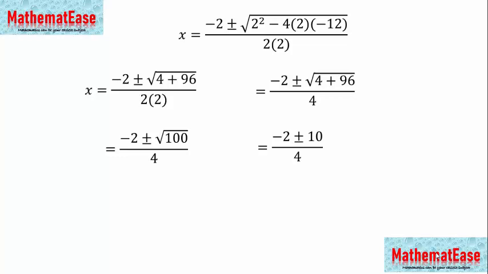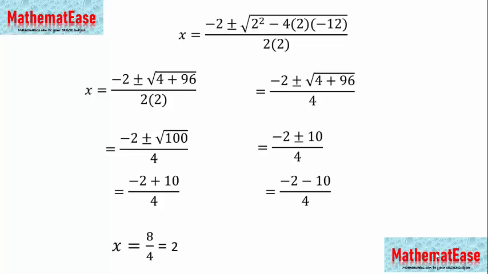When you get to this level, it means either (−2 + 10)/4 or (−2 − 10)/4. So when I solve the one at the left, x is equal to 2. When I solve the one at the right, x is equal to −3. This is how far we will go in this topic. We continue in quadratic equation 2, which will basically focus on the graphical method.